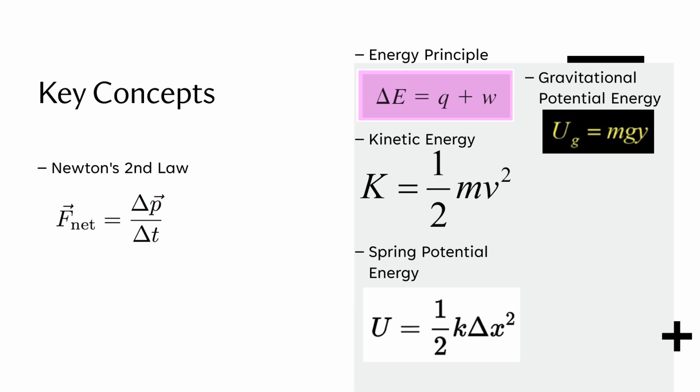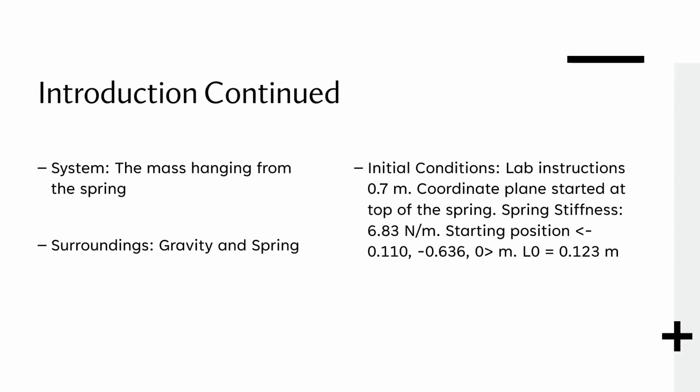Kinetic energy was used in the code to model the spring's motion, as was spring potential energy and gravitational potential energy. In this instance, the system is the mass hanging from the spring, and the surroundings are gravity, the spring, and the general atmosphere around it.